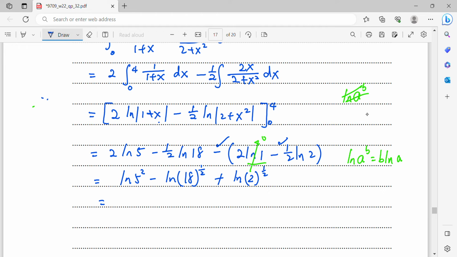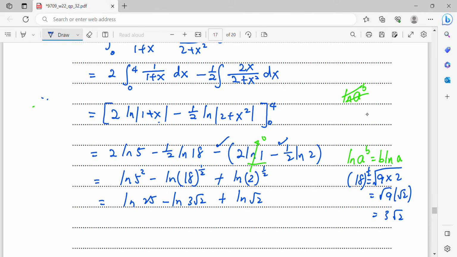So now here becomes ln 25 minus, okay, the 18 you can change to, see, 18 is 9 times 2. Okay, when you take degree half, that means it's square root, which means this is square root 9 times square root 2. So square root 9 is 3. So 3 root 2. I will change it to ln 3 root 2. Then plus, this is basically ln square root 2 because 2 power half.